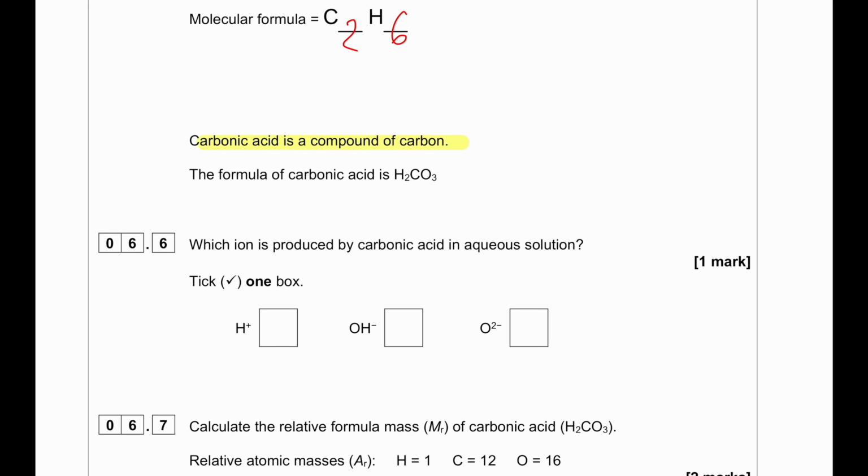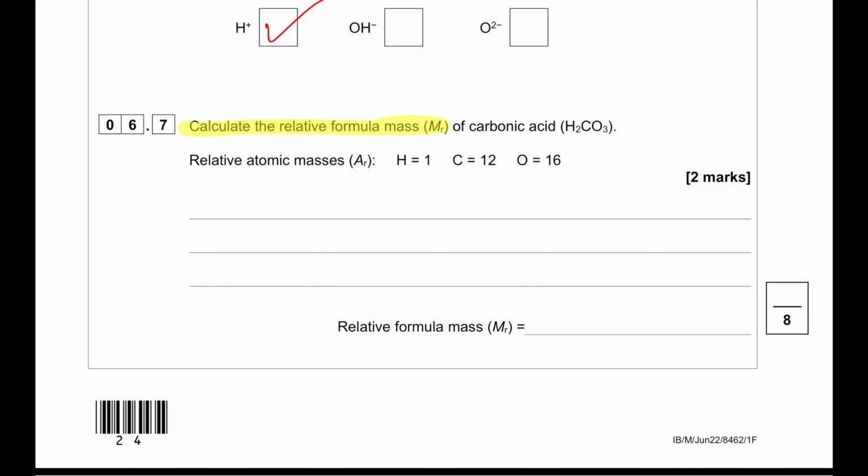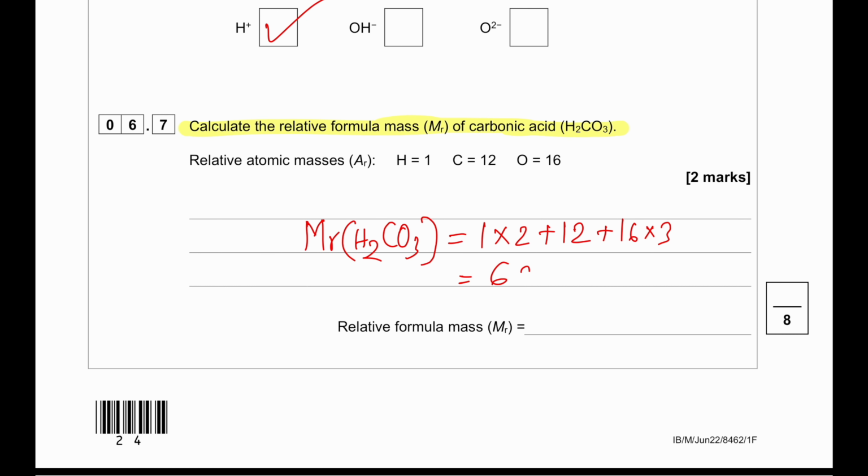Carbonic acid is a compound of carbon. The formula of carbonic acid is H2CO3. Which ion is produced by carbonic acid in aqueous solution? Any acid produces hydrogen ion. Calculate the relative formula mass Mr of carbonic acid. So if we have to calculate Mr, first of all, we write Mr of H2CO3, then we multiply 1 times 2, then we have 1 carbon, so 12, plus 16 times 3, so the total is 62.